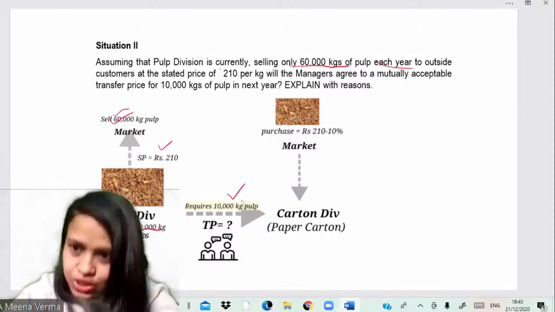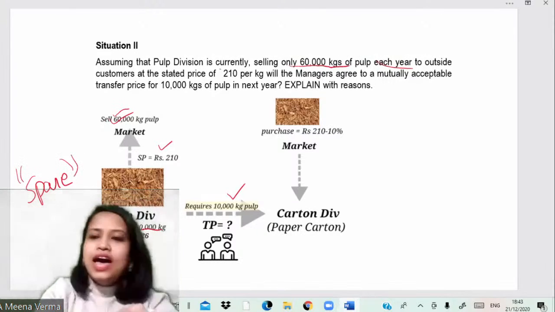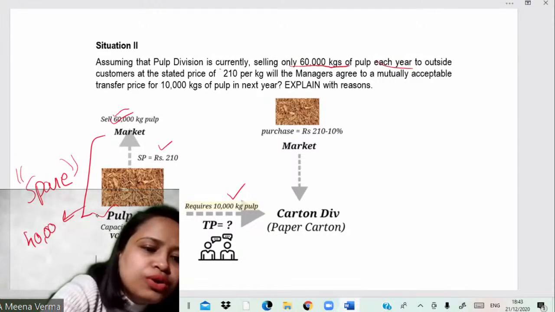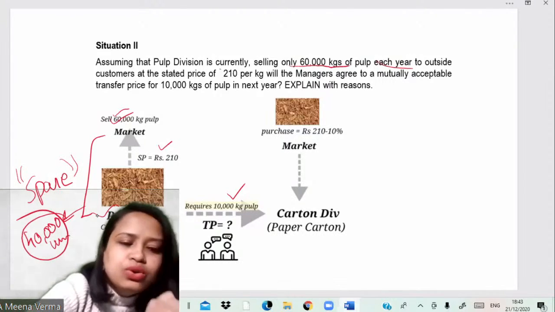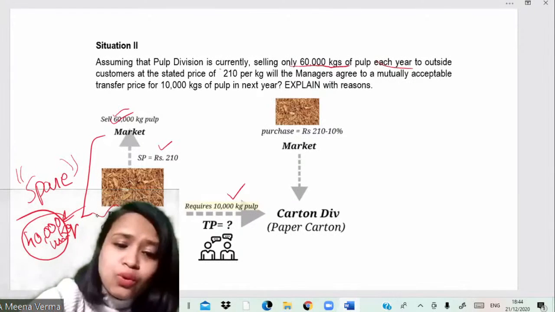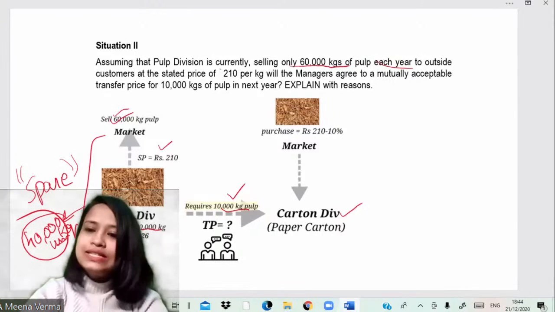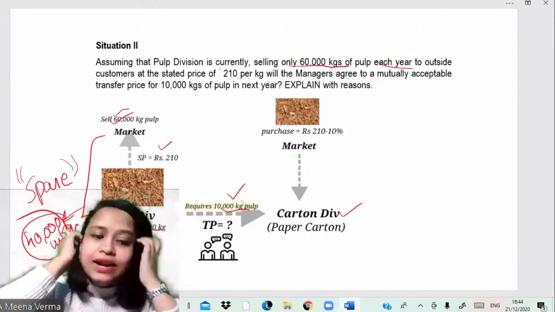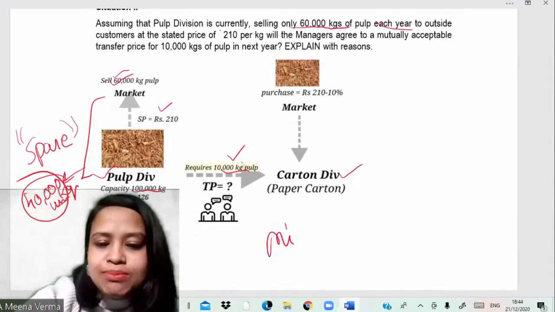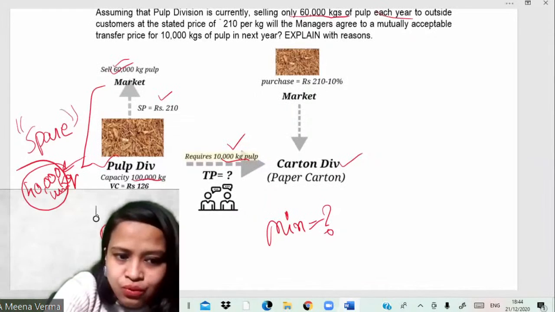Okay. In this case, first you can observe that the organization has spare capacity, unused capacity. How much? They can produce and sell 40,000 kg more pulp. However, the requirement from the carton division is just 10,000 kg of pulp. So, as we have discussed so far, if a division has spare capacity, what will be the minimum transfer price?